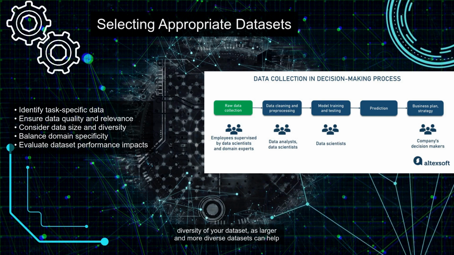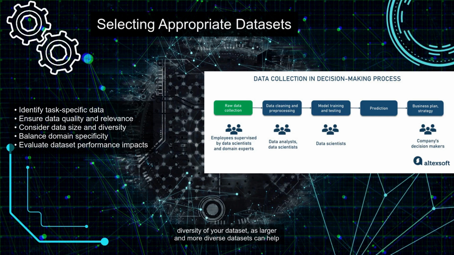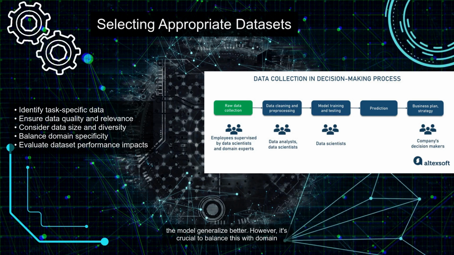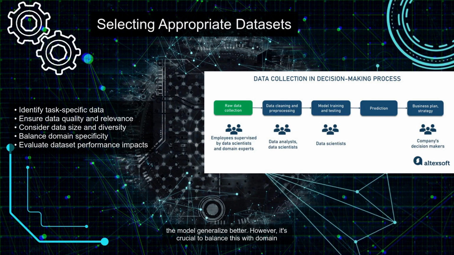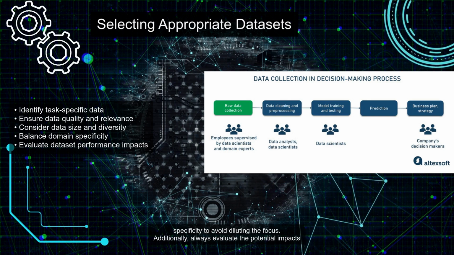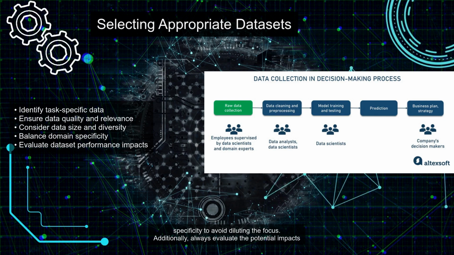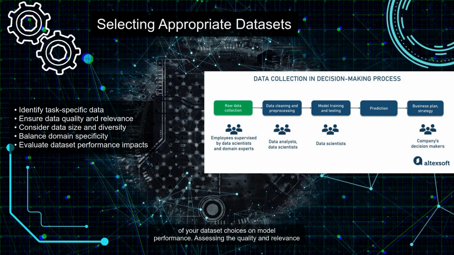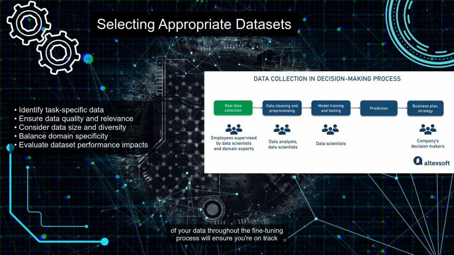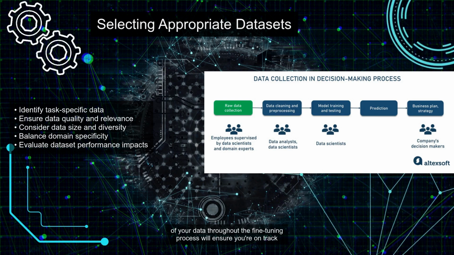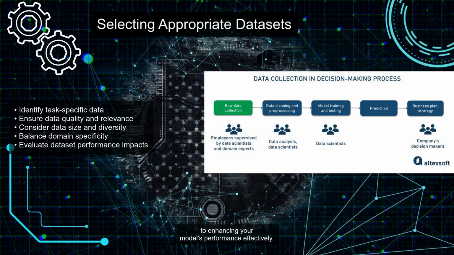Next, consider the size and diversity of your dataset, as larger and more diverse datasets can help the model generalize better. However, it's crucial to balance this with domain specificity to avoid diluting the focus. Additionally, always evaluate the potential impacts of your dataset choices on model performance. Assessing the quality and relevance of your data throughout the fine-tuning process will ensure you're on track to enhancing your model's performance effectively.